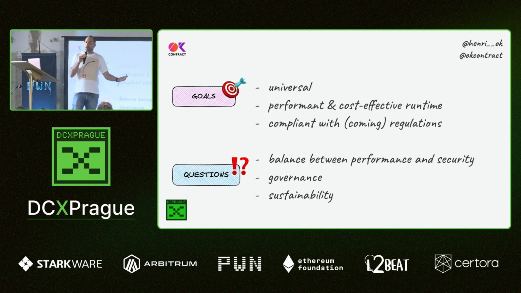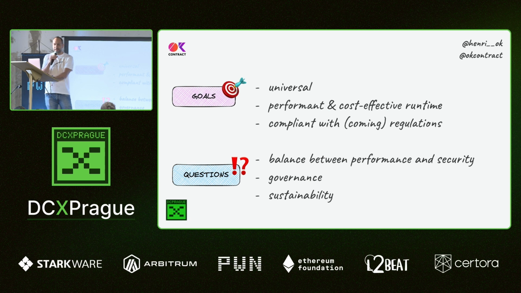So the first goal is to be universal, and that's already tackled in the way we define the semantics for any kind of transaction. Another goal is to be performant and cost-effective in terms of runtime. Ideally, there should be, let's say, in an order of magnitude, no more overhead compared to current RPC nodes, private nodes that you may use for any kind of project. And obviously, we want to be compliant with coming regulation for being a decentralized protocol and a decentralized interface.